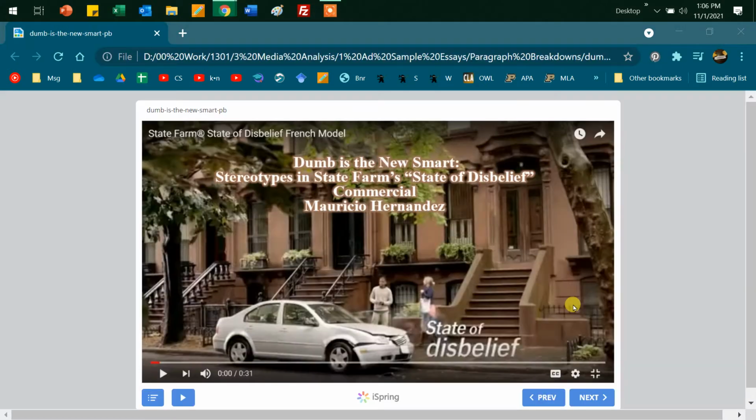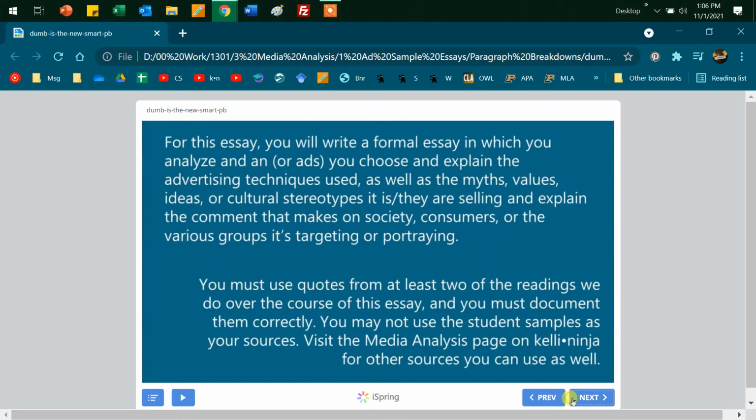So, here we go. In this essay, remember, and I know I've said this before, but I'm going to say it again, it's that important. You're going to write a formal essay in which you analyze an ad or ads you choose and explain the advertising techniques used, as well as the myths, values, ideas, or cultural stereotypes it or they are selling, and explain the comment that makes on society, consumers, or the various groups it's targeting or portraying.